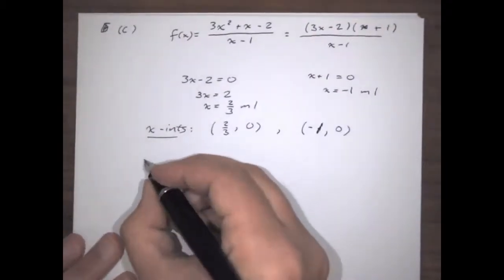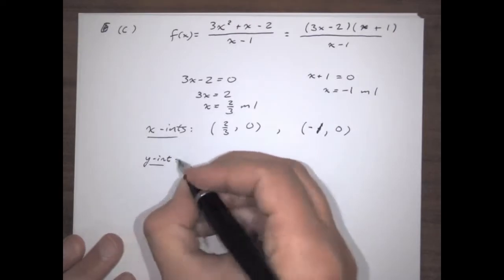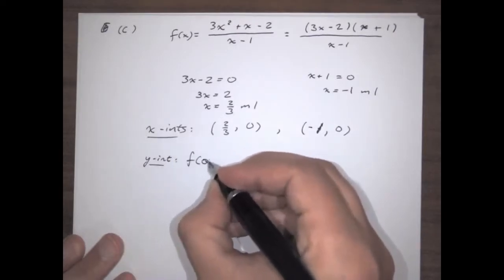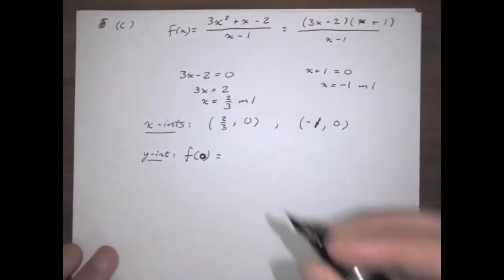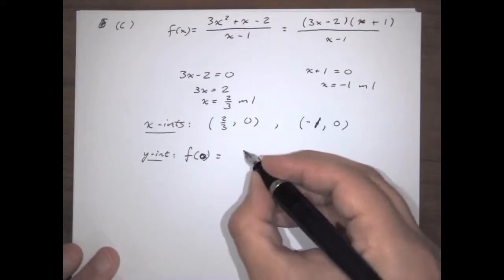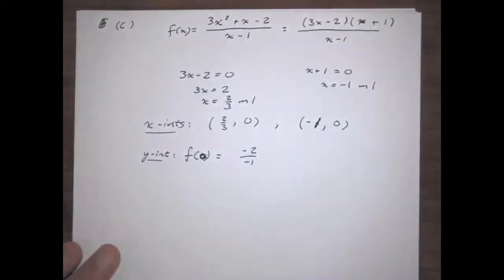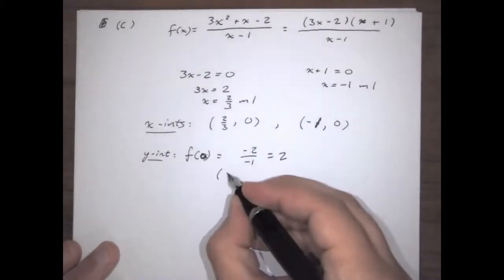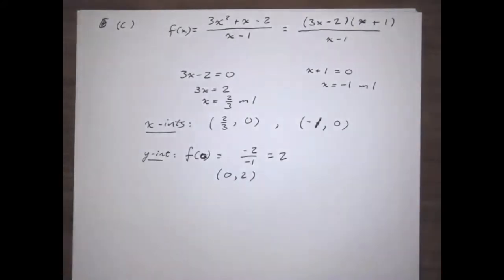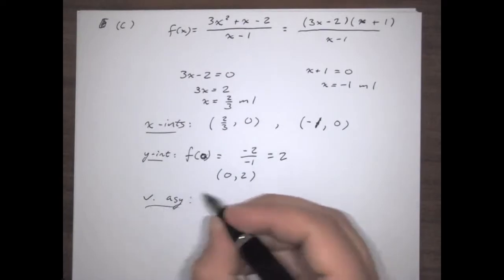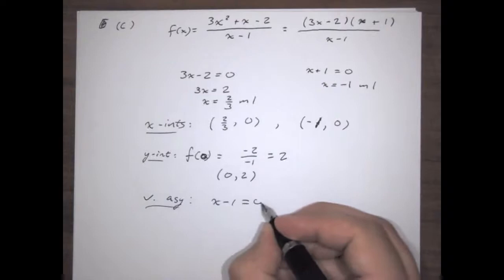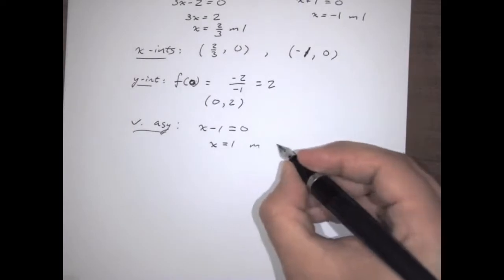Now for the y-intercept, just plug in 0 for x, f of 0. You can plug 0 in for x into any of the versions of the formula, including just the first one. So that could be just a negative 2 over a negative 1. So it's going to be 2. That means we're going to have (0, 2) for the y-intercept. Now, vertical asymptotes come from the denominator, and so that's where the x minus 1 comes into play. So x equals 1, multiplicity 1.